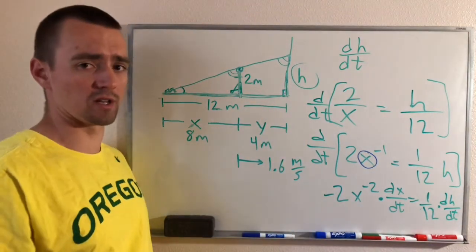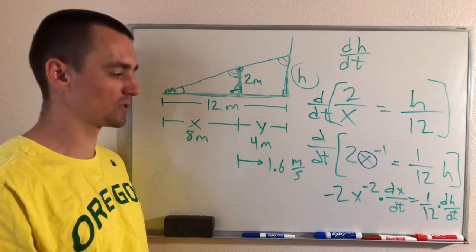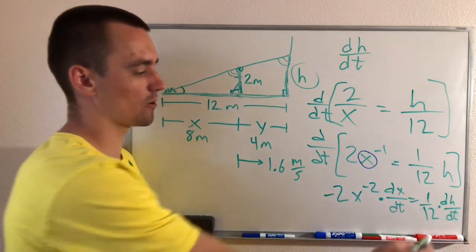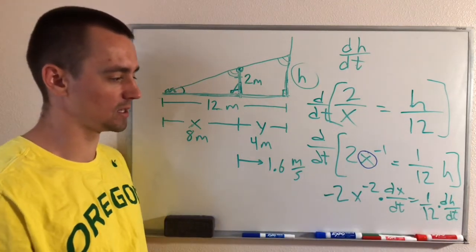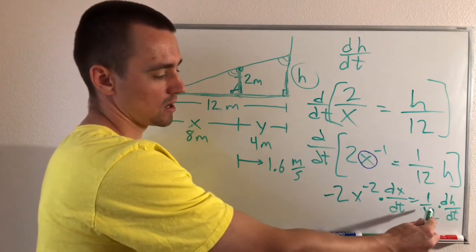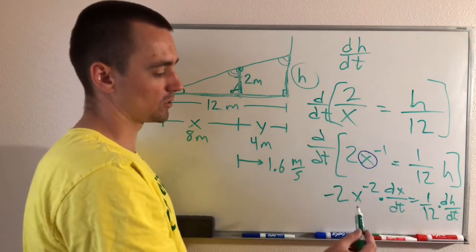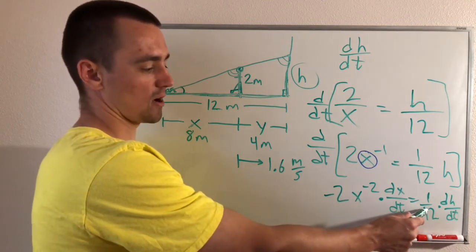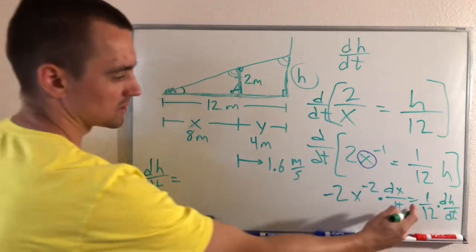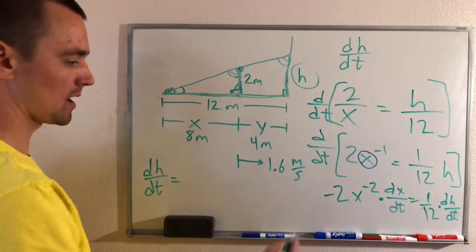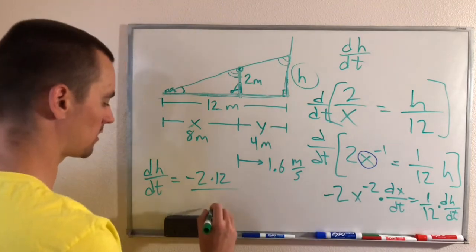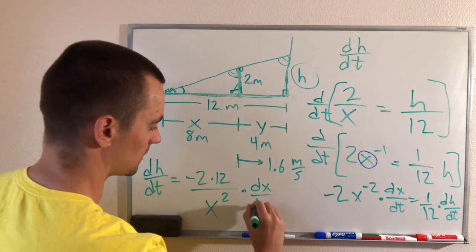So that is it for our implicit differentiation step. Now we can go on to our fourth step of solving for the desired rate of change. Remember, what we're looking for is dh/dt. So now we can solve for dh/dt. To get dh/dt by itself, all we really need to do is multiply both sides by 12. If we multiply both sides by 12, that'll cancel out our 1/12 over here, and we'll just have dh/dt equals 12 times all this. Doing that will give us negative 2 times 12 over x squared times dx/dt.